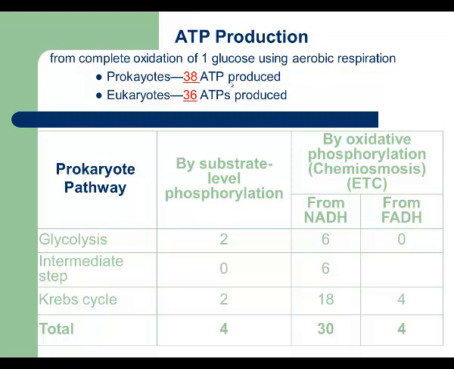In this chart, they show you how many ATPs are produced by substrate level phosphorylation. You remember glycolysis makes ATPs, the Krebs cycle makes ATPs, 4 together, but the rest of the ATPs are made by chemiosmosis. Remember I told you cells produce most of their ATPs by chemiosmosis.